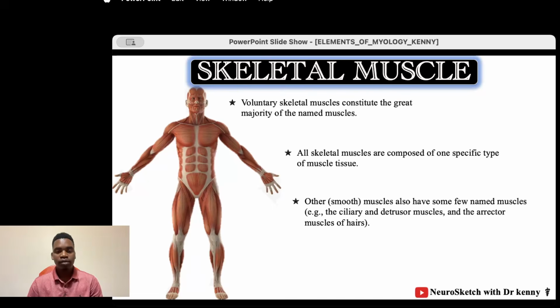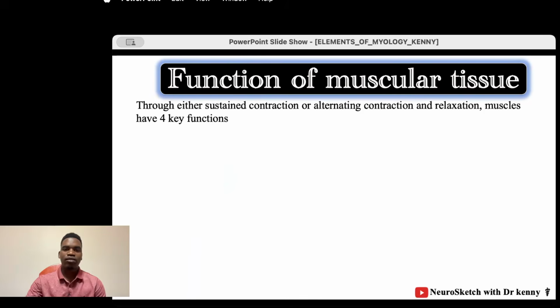Most of the named muscles in the muscular system are skeletal muscles. Most of the skeletal muscles have names. We have a few named smooth muscles and of course cardiac muscles, but most of them are skeletal muscles. So let's discuss the function of the muscular tissue.